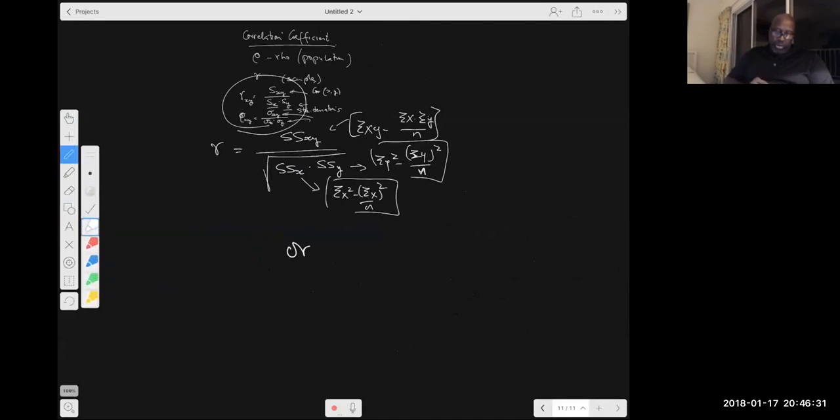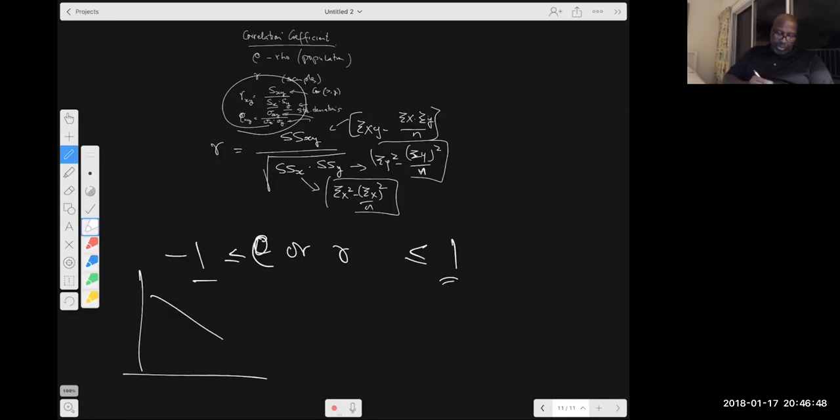So rho, or R, varies between -1 and +1. When the value is -1, it's perfectly correlated, but it's negative. +1, perfectly correlated, but it's positive. So in this case, that's Y and that's X. All the points would be on the line.